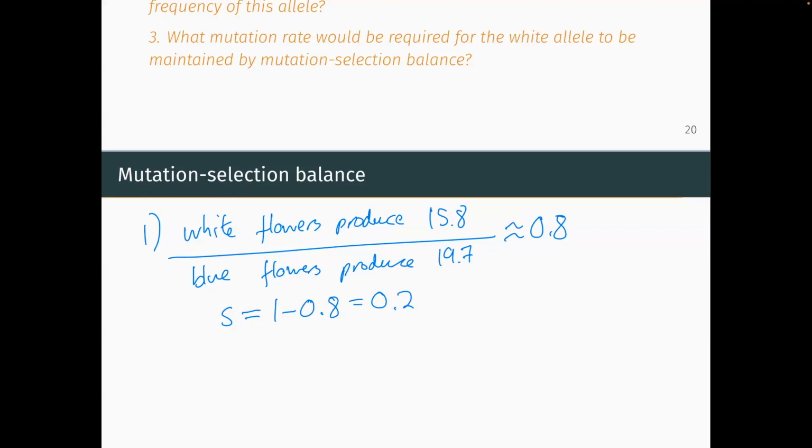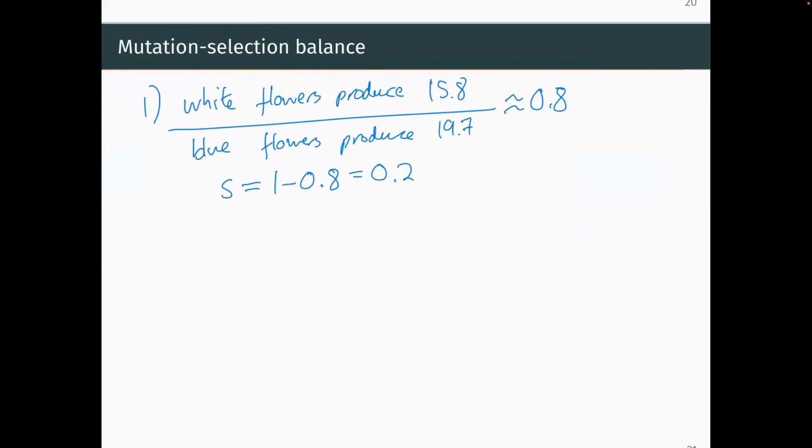Why do we do 1 minus 0.8? Think about if the white flowers were almost identical to the blue flowers. They had, say, 19.6 seeds rather than 19.7. The difference between these would be very, very small. So our selection coefficient is 1 minus the relative fertility. If they were very, very similar, we would want our value of S to be very close to 0. Okay, so that's our selection coefficient S.